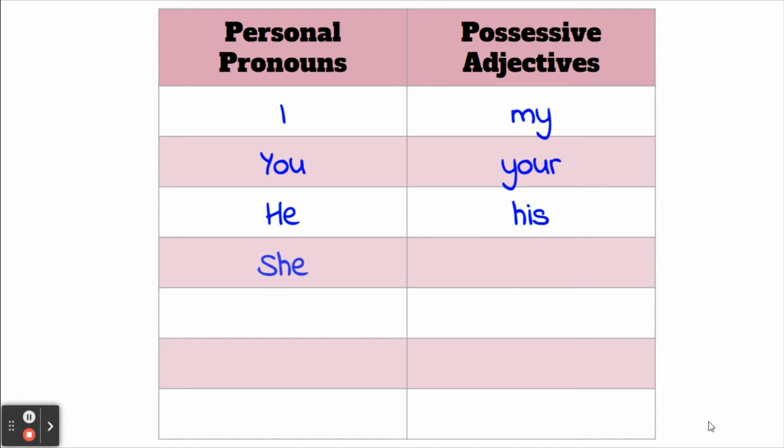The next one is she, and the possessive adjective that goes with she is her. She has a book. Her book is on the table. The next one is it.